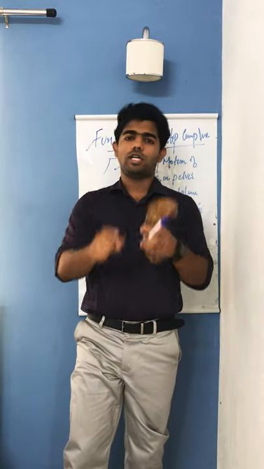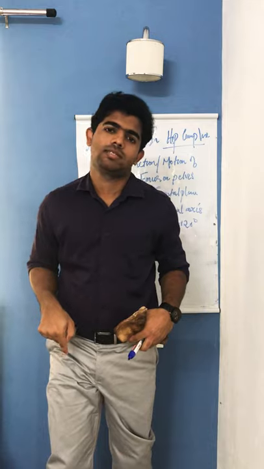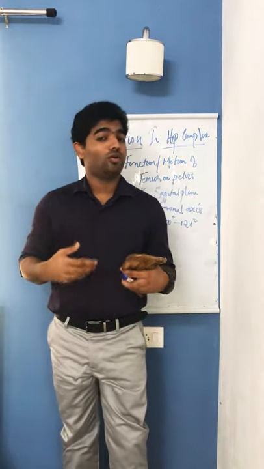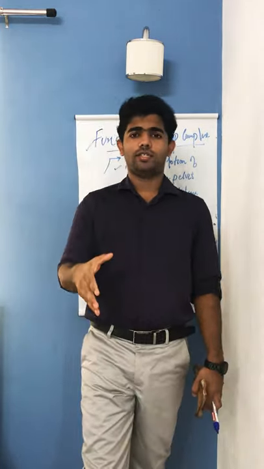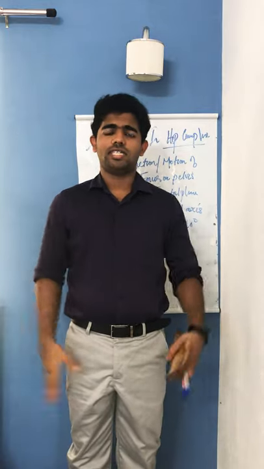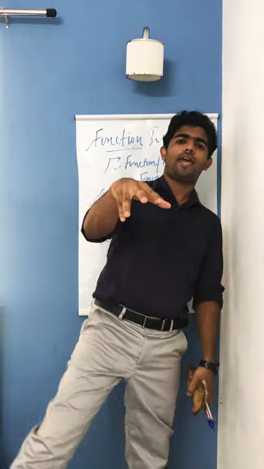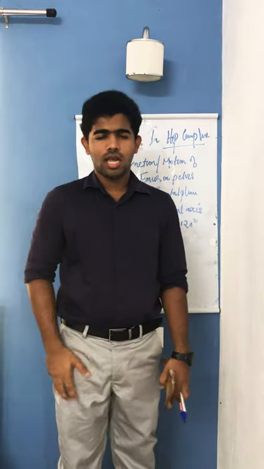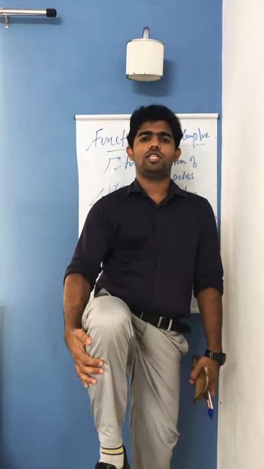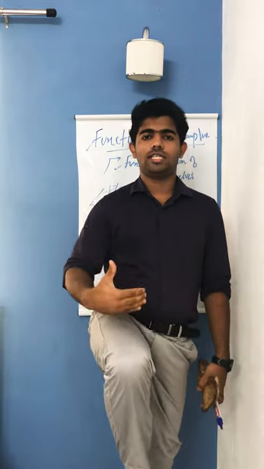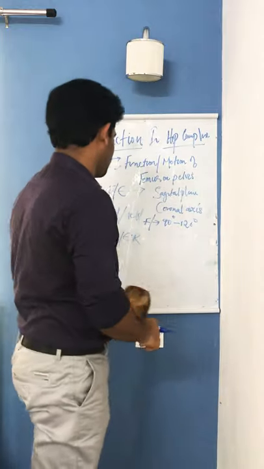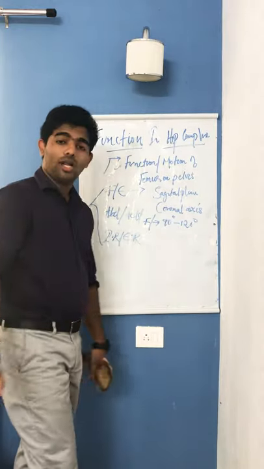I have a request: when you are listening to this class, all of you should stand up from your place and experiment with this as you listen. You should do it, then only can you learn it. If you are standing straight right now, attempt hip flexion. It can be a maximum of 90 degrees. But if you flex your knee, it is going to be 120 degrees. So there is a difference, okay? That is 90 to 120 degrees.